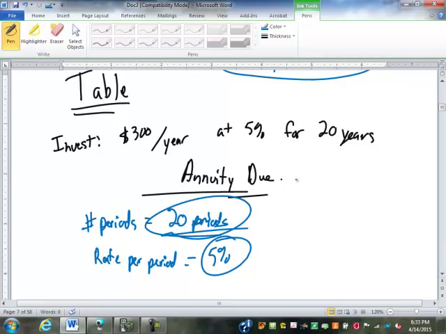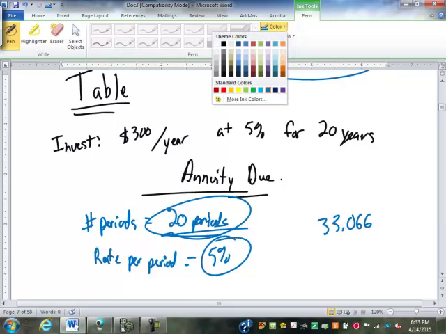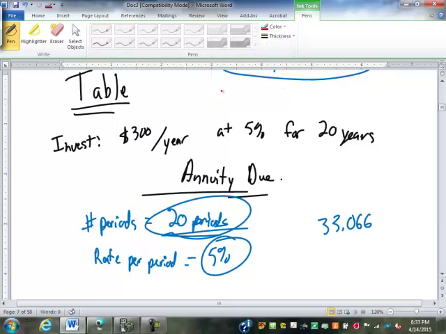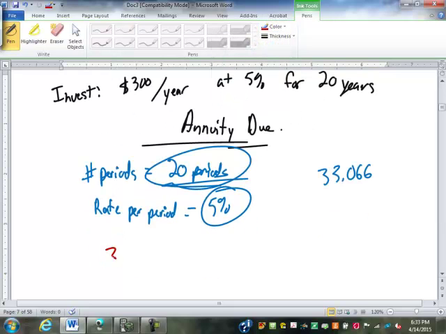$33.066. Look right. Yes, no, nobody cares. So 300 times 33.066. 330s. 300 should be. I don't know where the 30 came from. 300. There you go. Thank you.